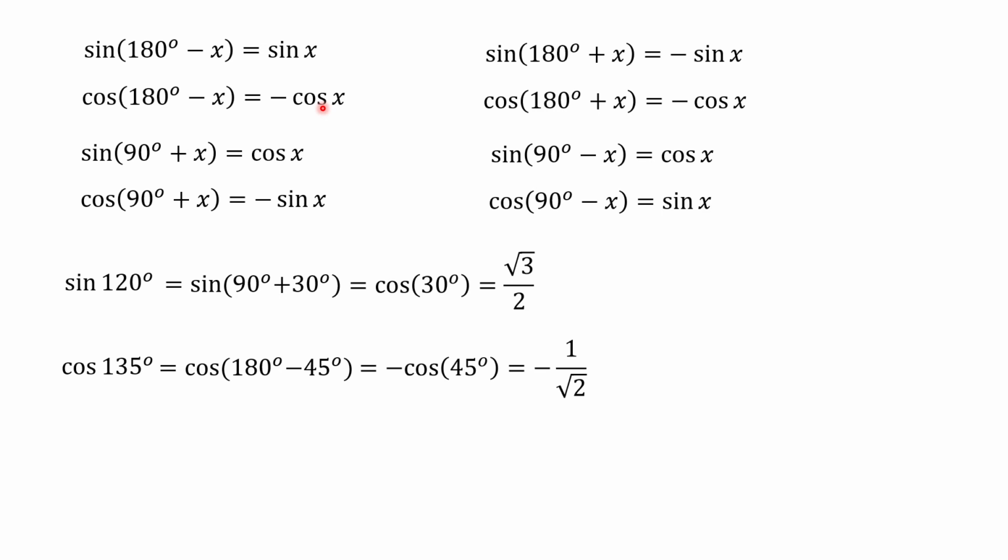So if you don't trust me, you can try. Let's say you pick one formula, say cosine of 180 minus x, and assume x is between, let's say, 90 and 180 degrees. Draw the picture, draw the triangles, and try to prove this formula.